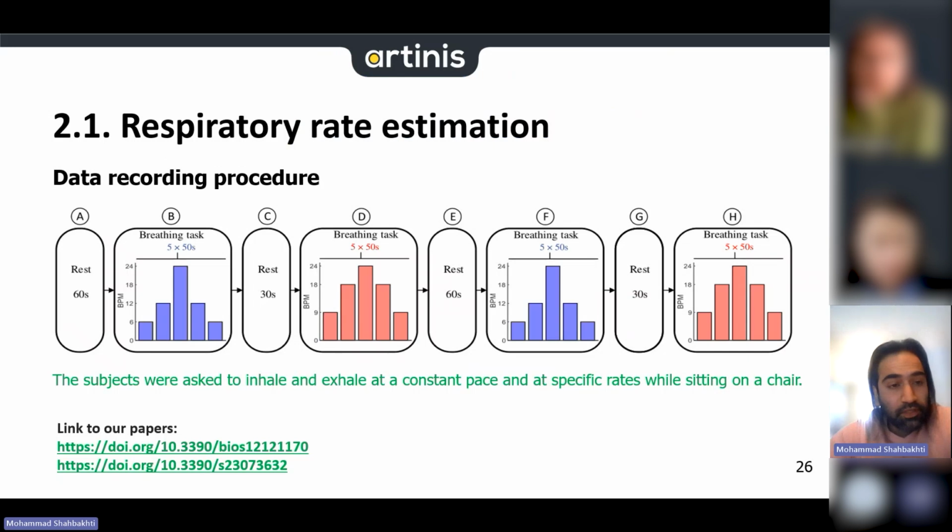In order to do that, we designed an experiment. We asked subjects to inhale and exhale at a constant pace and a specific rate while sitting on a chair. If you want to see the details about the work, you can read our papers. We asked subjects to breathe at 6, 9, 12, 18, and 24 breaths per minute, each for 50 seconds, and we recruited 20 subjects with different systems we had.